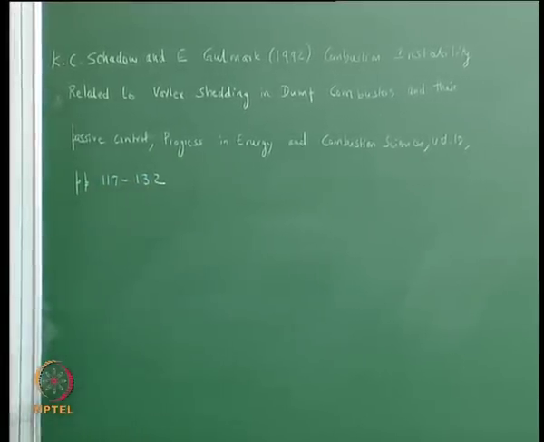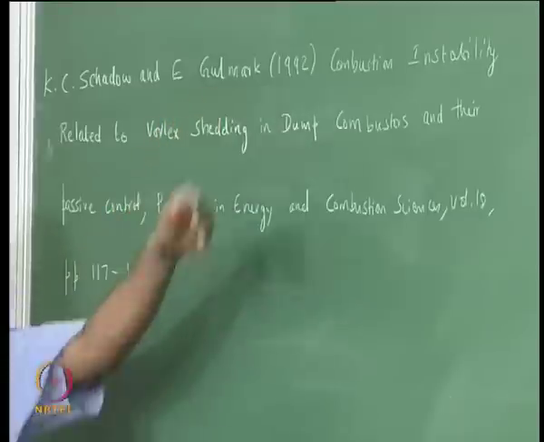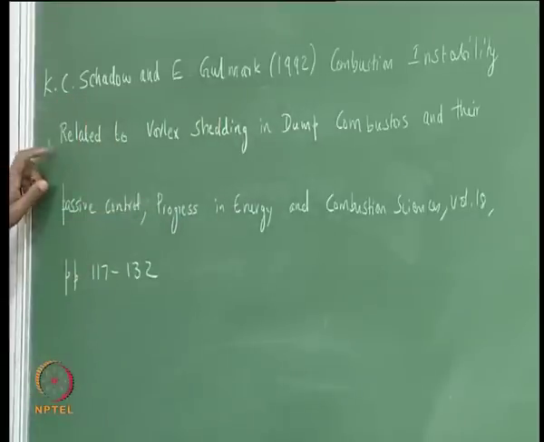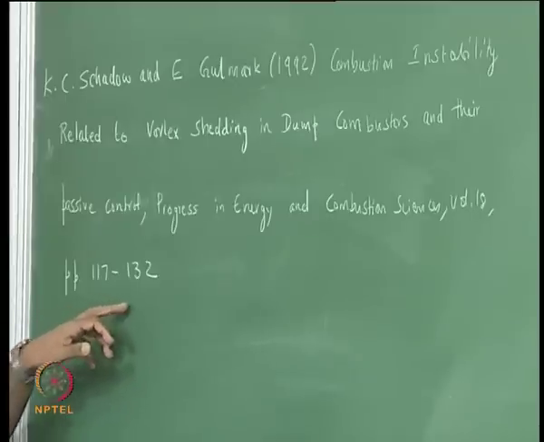This is somewhat old, 1992, but it is a very nice reference written by Shadow and Goodmark, titled Combustion Instability Related to Vortex Shedding in Dump Combustors and Their Passive Control, in the journal Progress in Energy and Combustion Sciences, volume 18, pages 117 to 132.